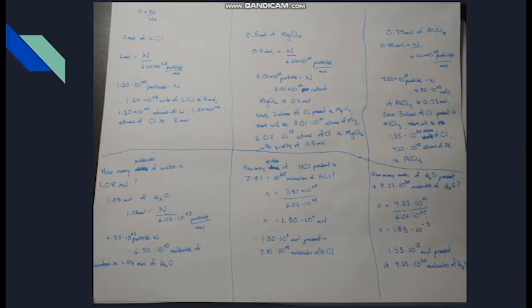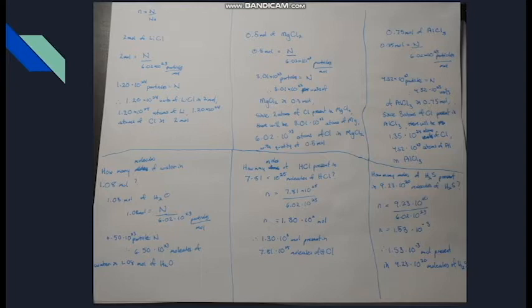2 moles is going to be the number of particles of LiCl divided by 6.02 times 10 to the 23rd. Multiply these two together, you get 1.20 times 10 to the 24 particles of LiCl. And since there's only one atom of lithium and one atom of chlorine, we're going to get 1.20 times 10 to the 24 atoms of lithium and 1.20 times 10 to the 24 atoms of chlorine in 2 moles of LiCl.